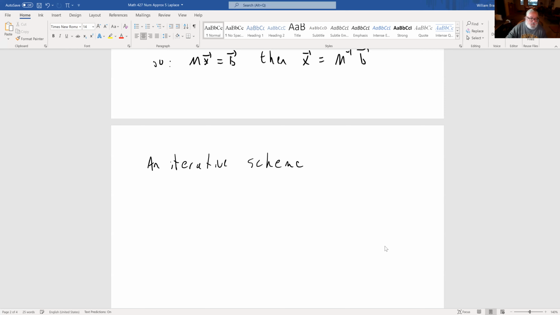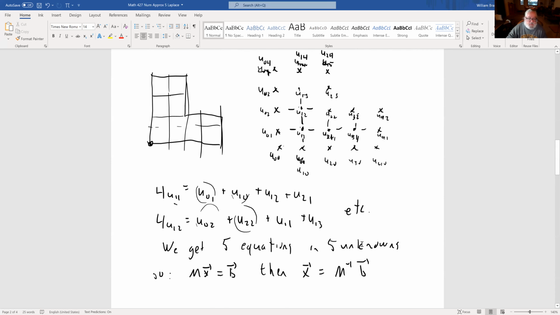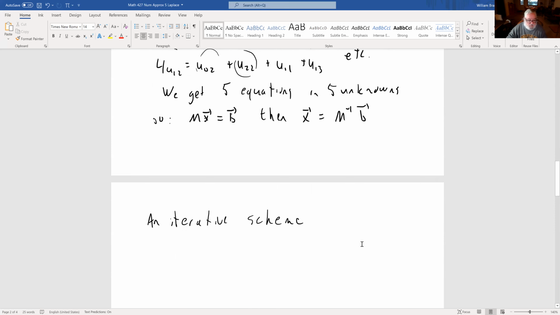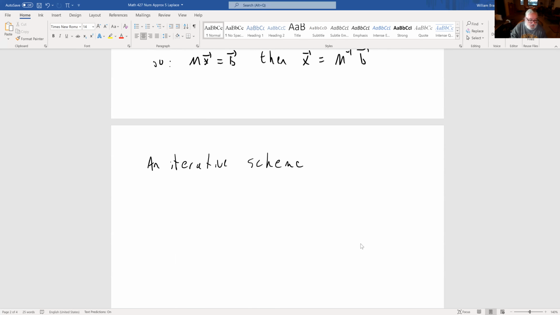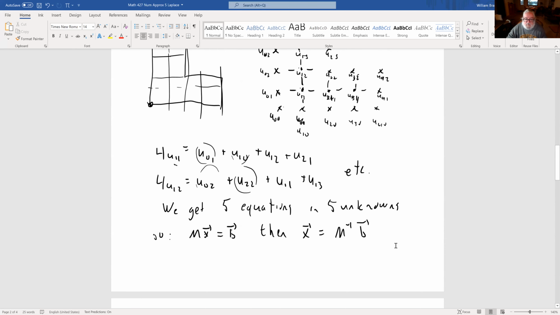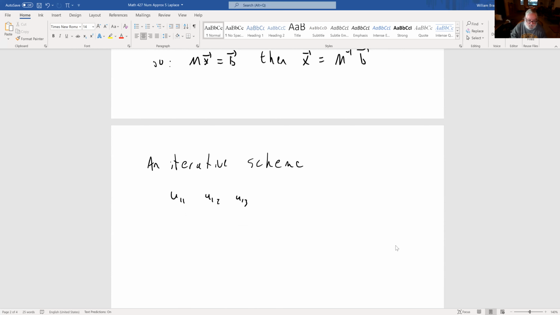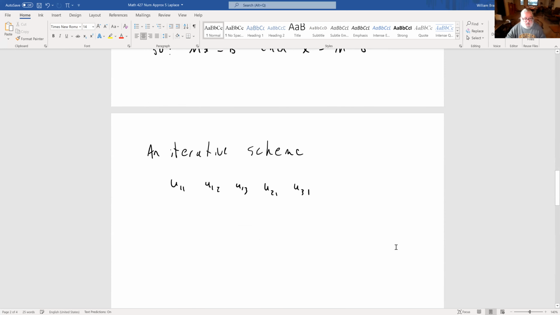where we'll set up a column for our 5 unknowns, which are U11, U12, U13. Right, if you've ever done Newton's method, this is going to be similar, U21, U31. And we have the boundary conditions.